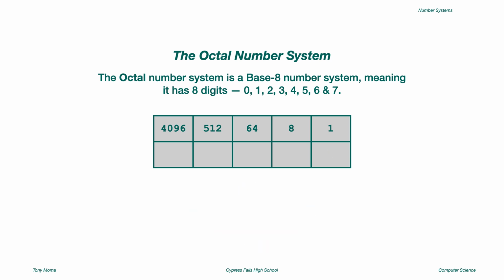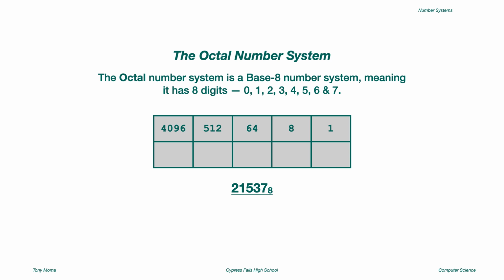Let's do one more example for octal. Let's do 21537 base 8. Once again, this is an octal number. We're not looking at 21,537. That's a decimal number. What we're looking at is 21537 base 8. What is this number converted to decimal?